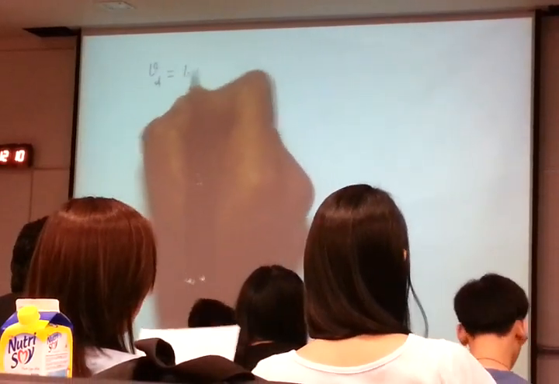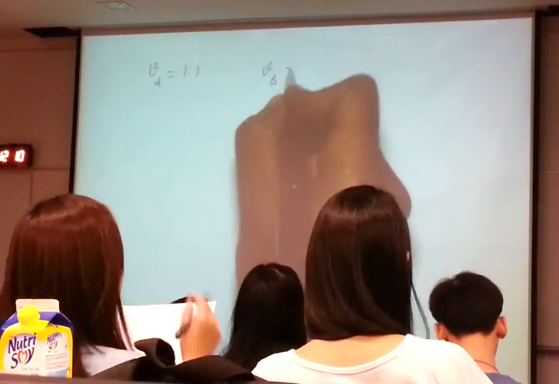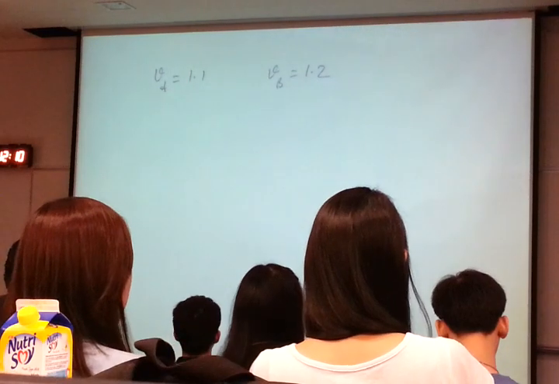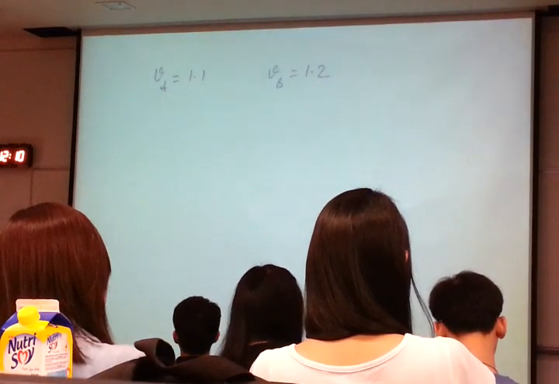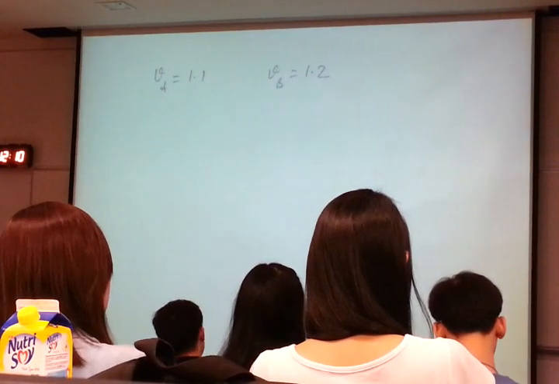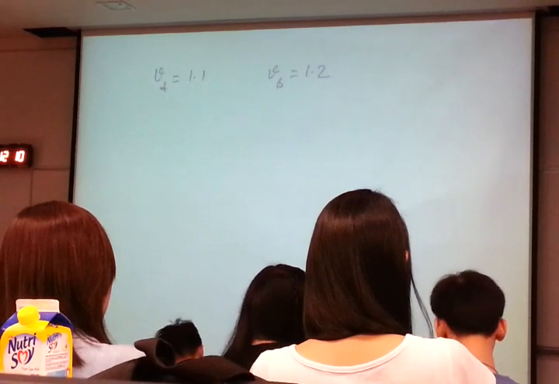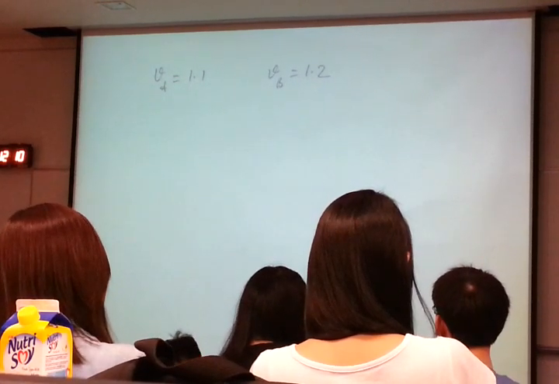Valuation of Alex is 1.1. The valuation of Bert is 1.2. Valuation of Alex and valuation of Bert. The question says, show that there is an equilibrium. There is an equilibrium. There could be many equilibria.